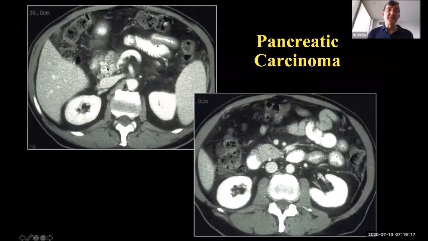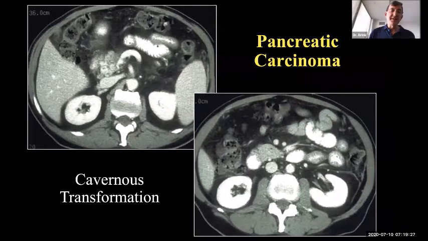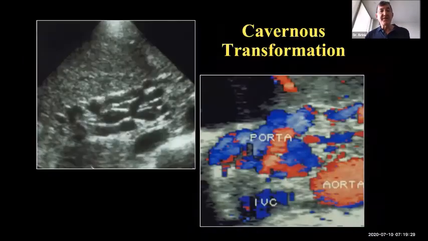And here we see numerous hyperenhancing structures within the pancreatic head and encasement of the portal vein. This is cavernous transformation of the portal vein, perhaps better seen on sonography, where we see those collaterals opening up, all within the hepatoduodenal ligament.